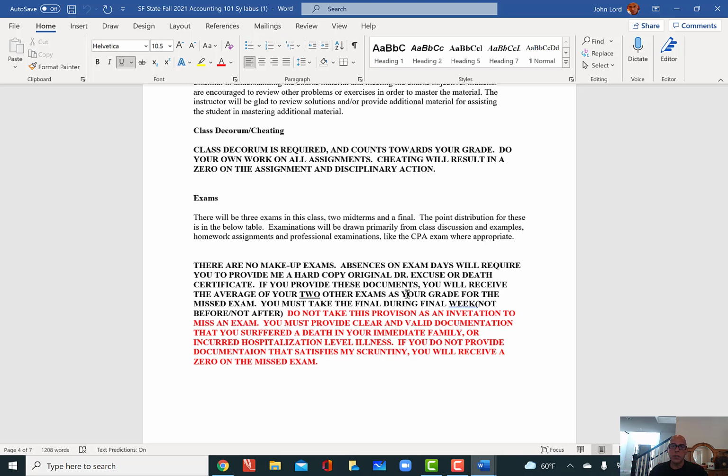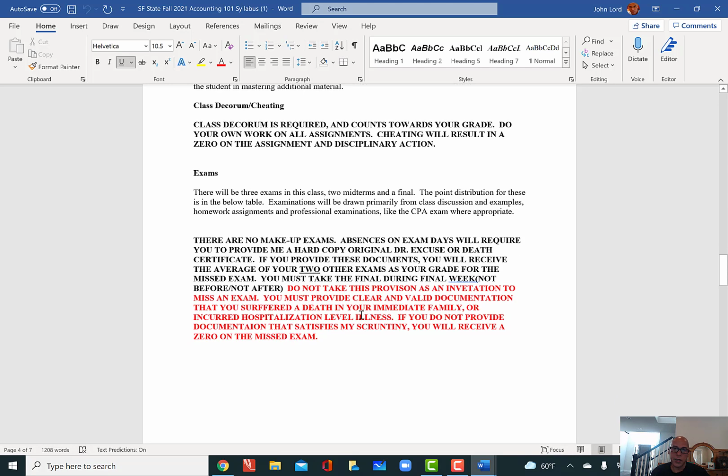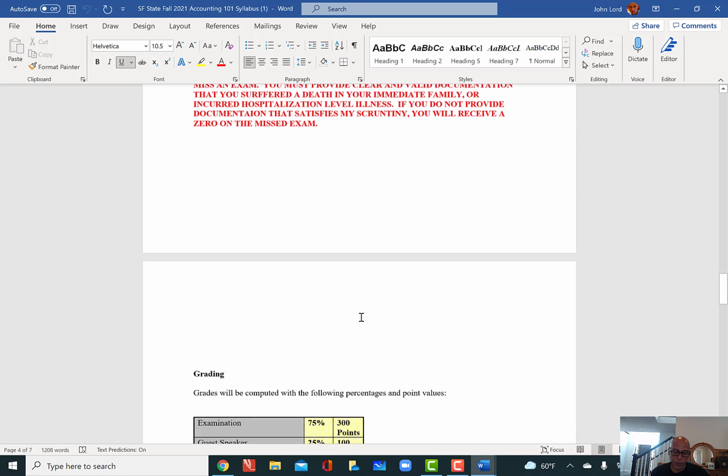I have the exam dates here in bright red, sitting here on the syllabus. Print the syllabus, have it there in your calendar, put it on your table, pin it to your refrigerator so that you know when the exam dates are, okay? So it's very important that you take these exams when they are required, okay?